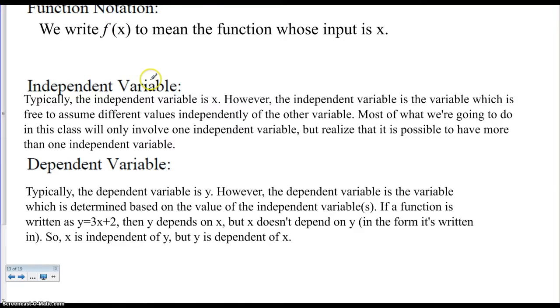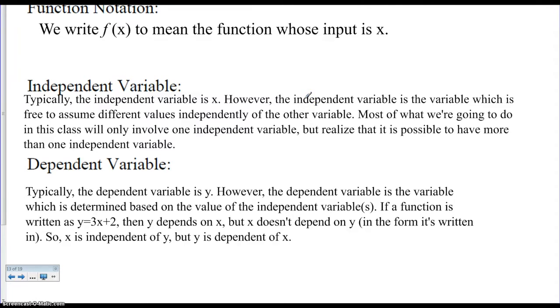Now, when we look at that, there are two types of variables that we see. We have an independent variable and a dependent variable. Typically, the independent variable is x. However, the independent variable is a variable which is free to assume different values independently of other variables. So what does that mean? That means that x could be anything we want it to be. And we're going to see some examples of that in a second.